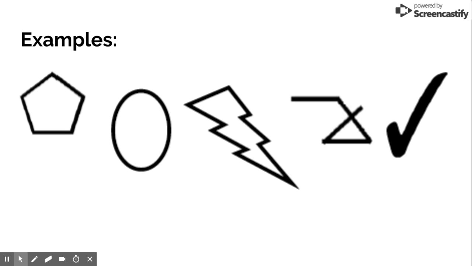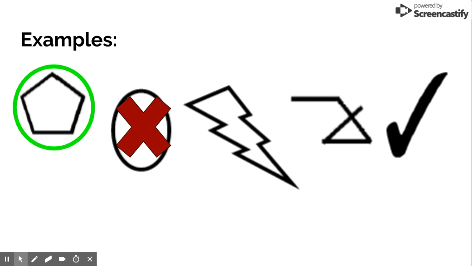So the first one is a pentagon. It is a polygon because it has straight sides, it's closed, it's two-dimensional, and there's no crossing lines. My second shape, that oval, is not a polygon. That's because the sides are not straight. My third shape in the middle, the lightning bolt, is a polygon. This is because, again, it's all straight sides. They all connect around to the end, and there's no crossing lines.